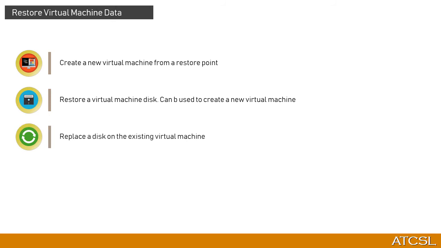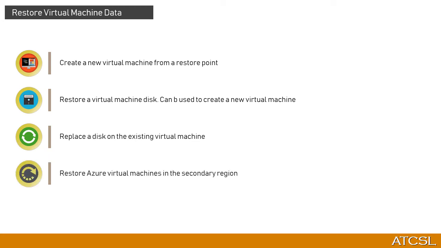We then have replace a disk on the existing VM. We can also restore a disk and use it to replace an existing disk on a virtual machine. How it works is that Azure VM takes the snapshot of the existing VM and stores it in the staging location. The condition is that the VM must exist, else this option does not work.